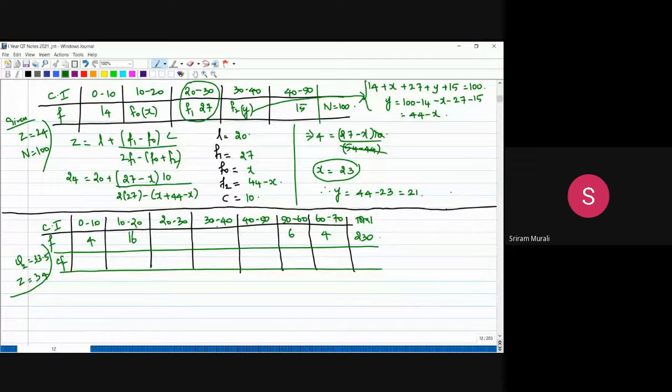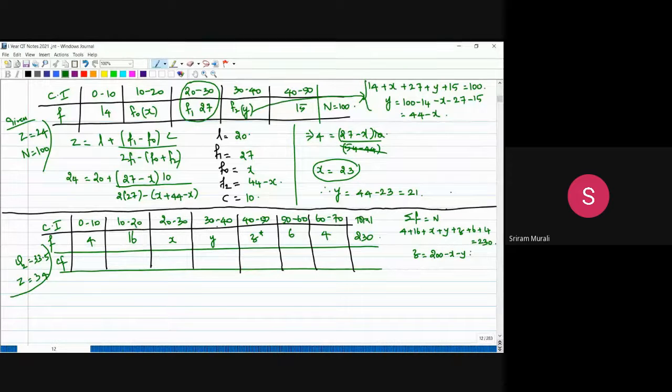So we want to find these unknowns. Shall I start? If I take this as X, this as Y, and I call this Z. There are 3 unknowns, which means I should have 3 equations. Sigma F is equal to N. What is sigma F? 4 plus 16 plus X plus Y plus Z plus 6 plus 4 is equal to 230. So Z is equal to 200 minus X minus Y.